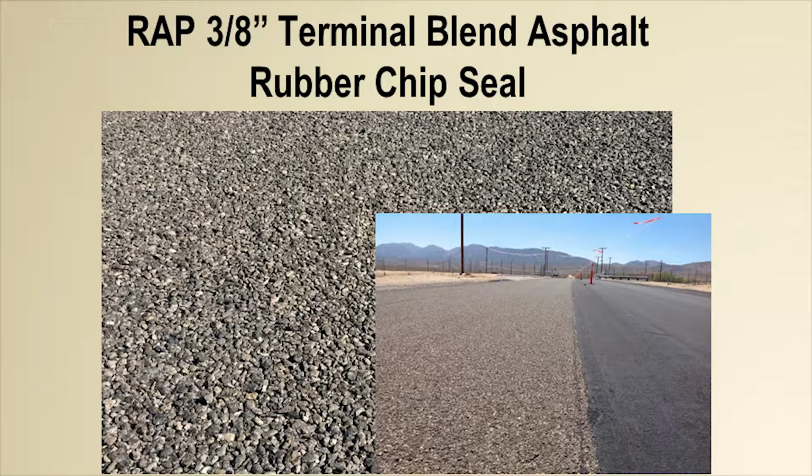So here's a terminal blend asphalt rubber chip. You can kind of just see what it looks like. It's darker, it's not black. It's kind of a really dark gray. Some people like the appearance better.